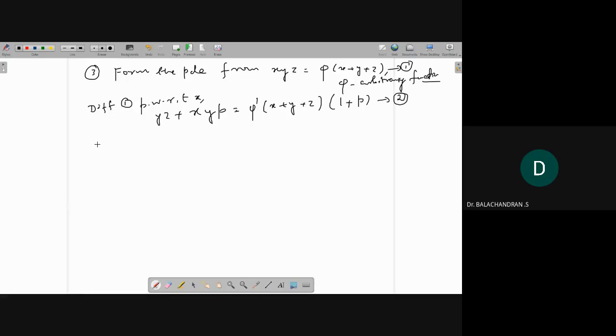Now, similarly, differentiate equation 1 partially with respect to y.